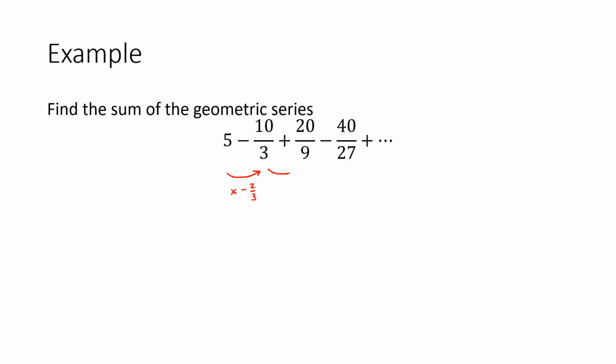And to go from negative 10 over 3 to 20 over 9, again I'm multiplying by negative 2 over 3. And then to go from 20 over 9 to negative 40 over 27, again I'm multiplying by negative 2 over 3. So that shows us that this is a geometric series with a common ratio r equal to -2/3. Since the absolute value of r is 2/3, which is less than 1, the series is convergent.